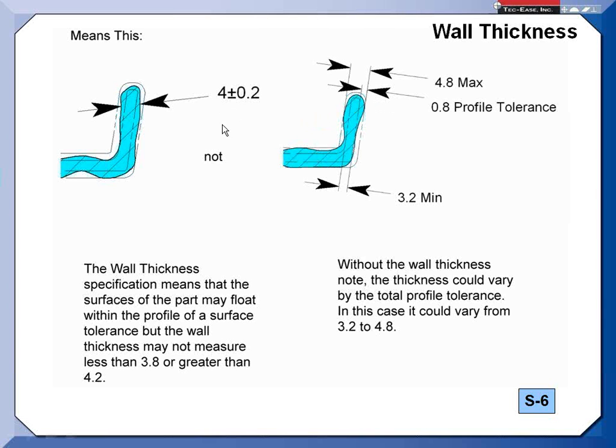By adding the note for wall thickness of plus or minus 0.2, that is a refinement. And it's saying, yeah, you can float around within this profile here and there, but wherever I throw calipers across here, it has to measure 4 plus or minus 0.2. So I keep a somewhat uniform wall thickness. That was a nice addition to our last revision of the standard. And I think Y14.5 is going to pick it up and put it in their standard.